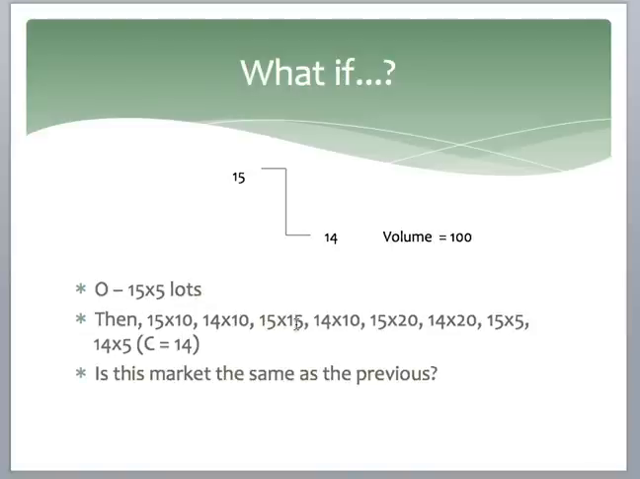What if the market traded this way? Opened again at 15 on a 5 lot, then trades 15, then trades 14, 15 again, 14 again, 15 again, 14, 15 and 14 finally. So the closing price is 14. That also creates the same bar, the same volume. Is it the same market as the one we saw previously?